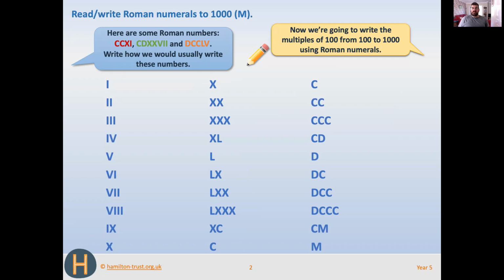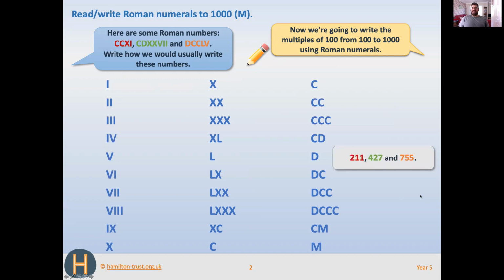See if you've got a piece of paper. Want to have a try? You can pause me if you want. I'm going to show the answers pretty soon. CCXI, okay? 2 C's and an X and an I. You can just find them on here. Where are they? Okay? CDXXVII. Where's CD? Here they come. DCCLV. Here's the answers.